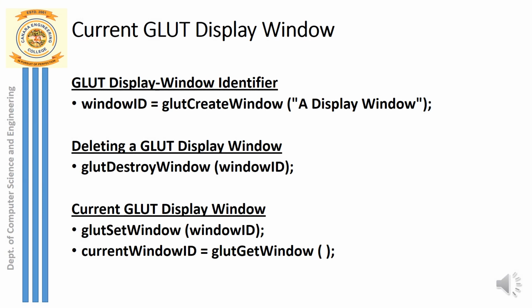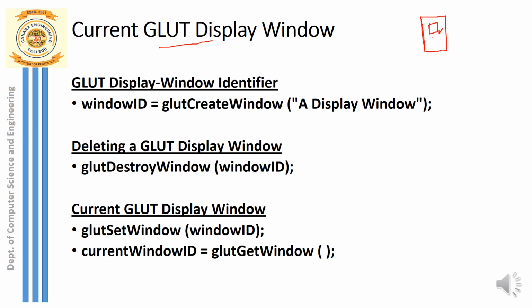Next we have the current glut display window. So what is the meaning of this? Whatever I said till now was about a single display window inside the monitor screen. All the OpenGL functions whatever we discussed till now are for the single display window. Now here onwards we will speak about multiple display windows.